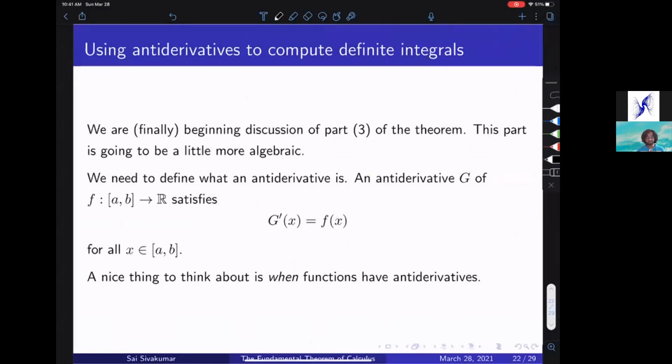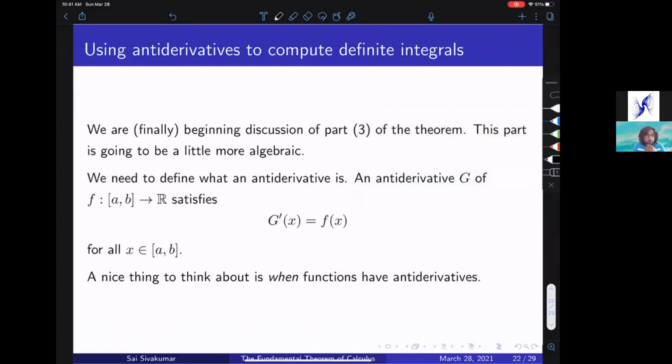Now part 3 is the last part, and this is the familiar part, but this one I won't have a lot of pictures to draw. But we'll still go through this. 10:41. Okay, I'm good with time.